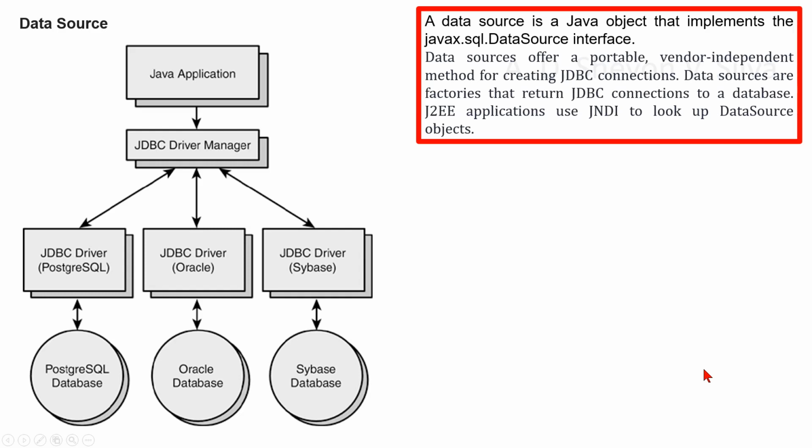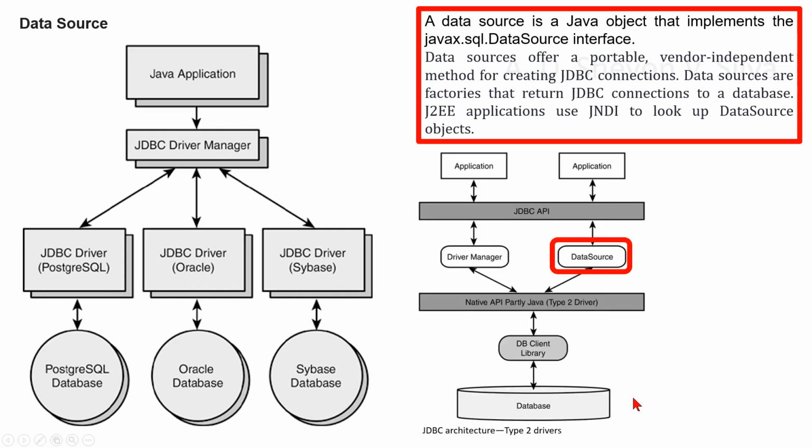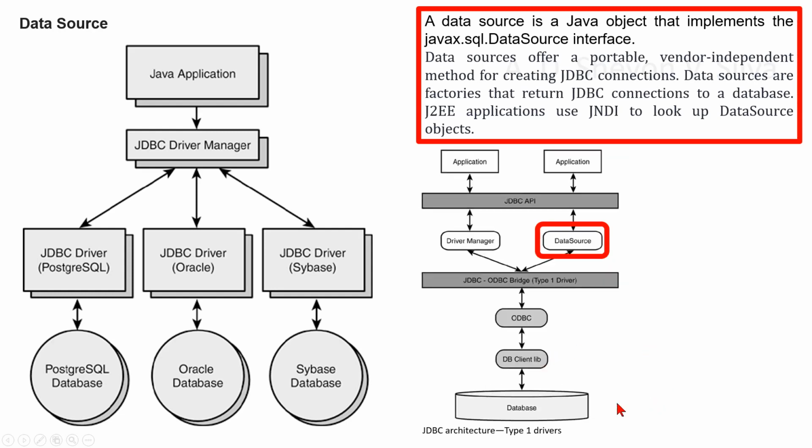J2EE applications use JNDI to look up data source objects. Here in JDBC architecture, type 1 drivers, you can see the data source here. Data source interacts with the JDBC API and the JDBC-ODBC bridge type 1 driver here.